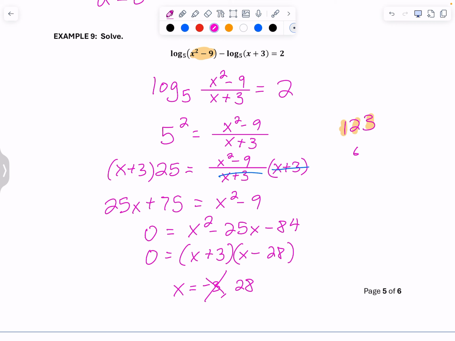Is 28 going to work? 28 squared is huge, right? Yeah. Minus 9, still going to be positive. Yeah. And then if I add a positive to a positive, it's positive. We're good. So 28 only. Are you guys understanding how to check? Okay.